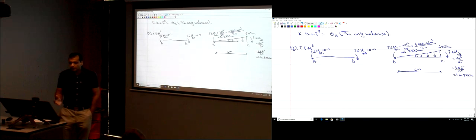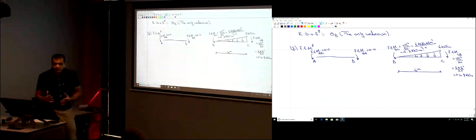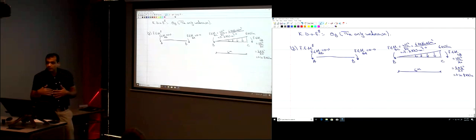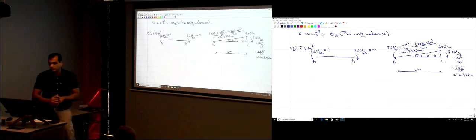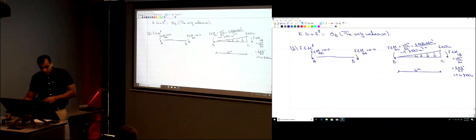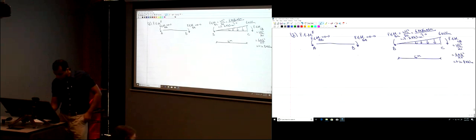So now we found the fixed end moments. Why did I do this? Because the second step, I need to write the slope deflection equations at the end of each member, and that includes a term that is the fixed end moment. So I'm calculating the fixed end moments to write it in the slope deflection equation. Okay? So now let's write the slope deflection equations.